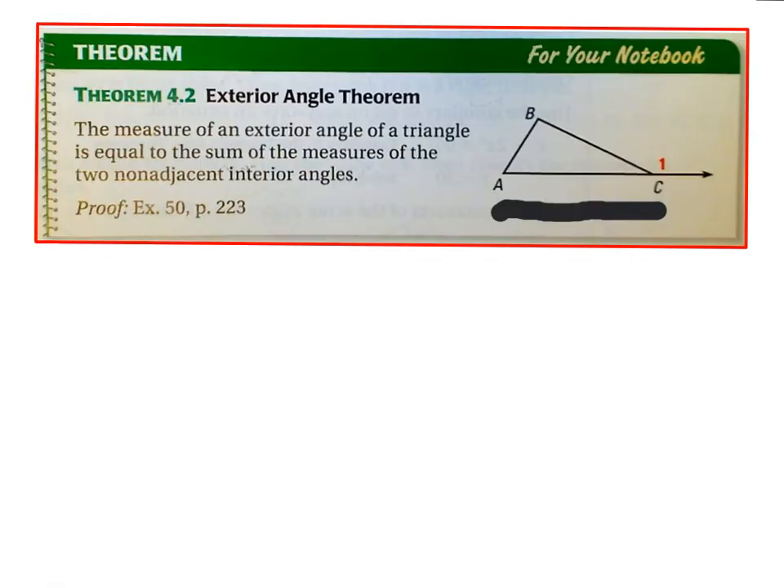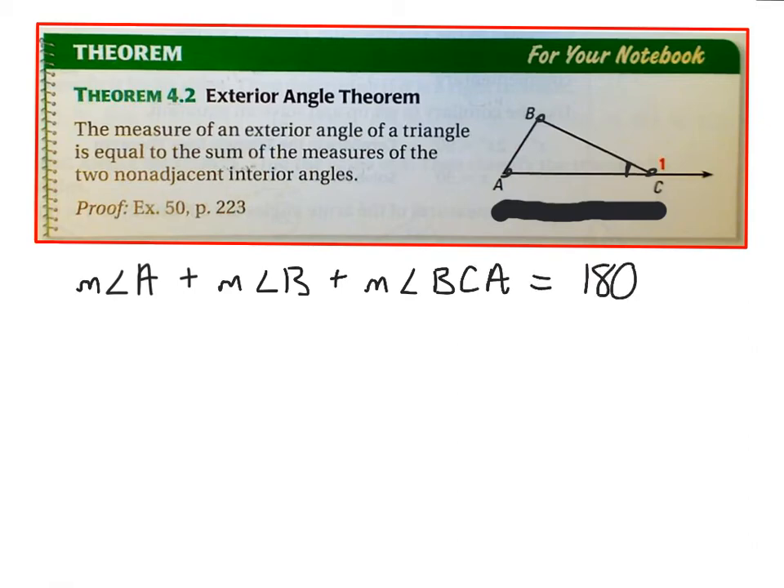Next, we have the exterior angle theorem. Now, before I reveal exactly what this is, let's think about what is true in triangle ABC. I know if I were to add all three angles up, it would be the measure of angle A plus the measure of angle B plus this angle on the inside, which I'm going to call the measure of angle BCA. So all three of them together are going to equal 180 degrees.